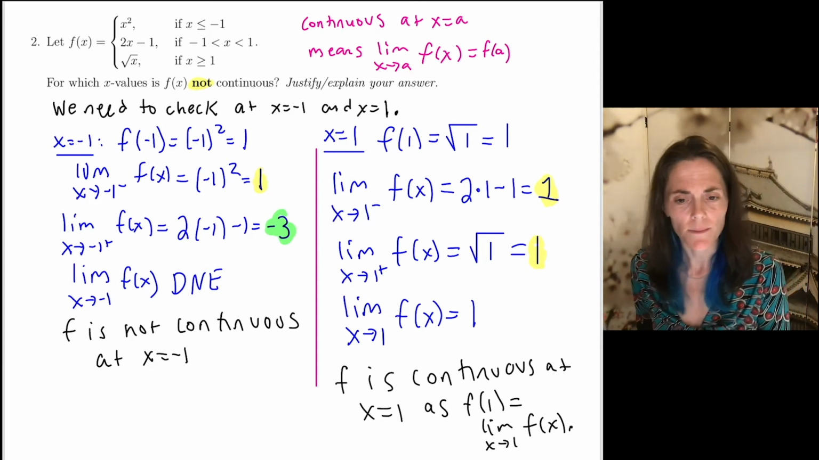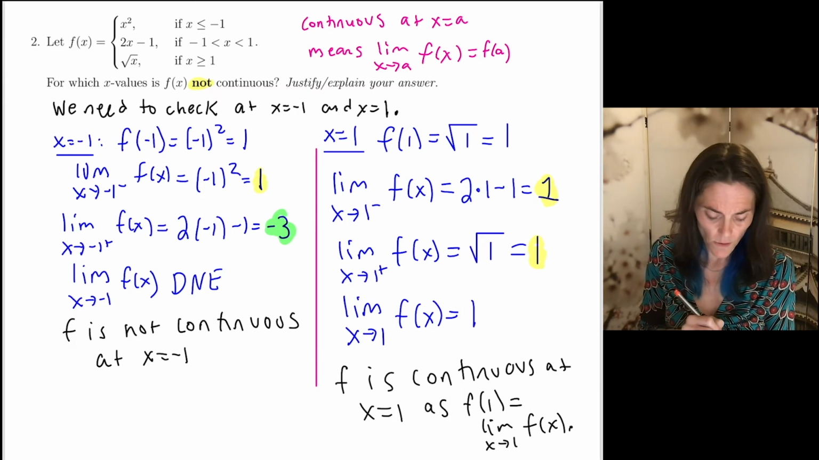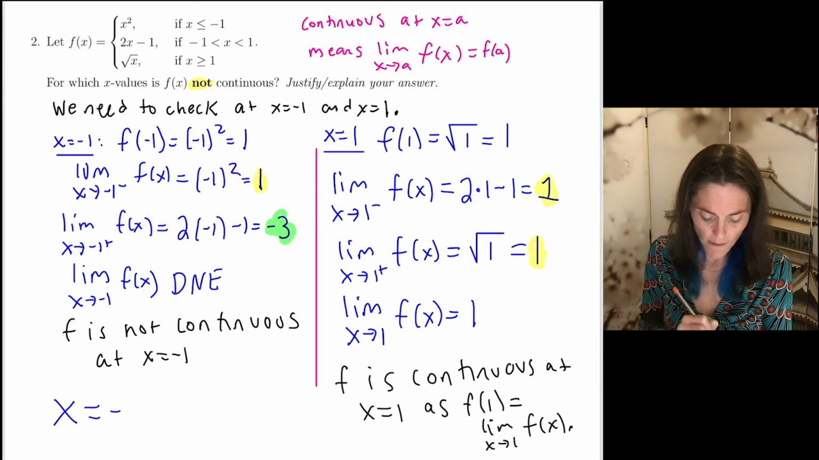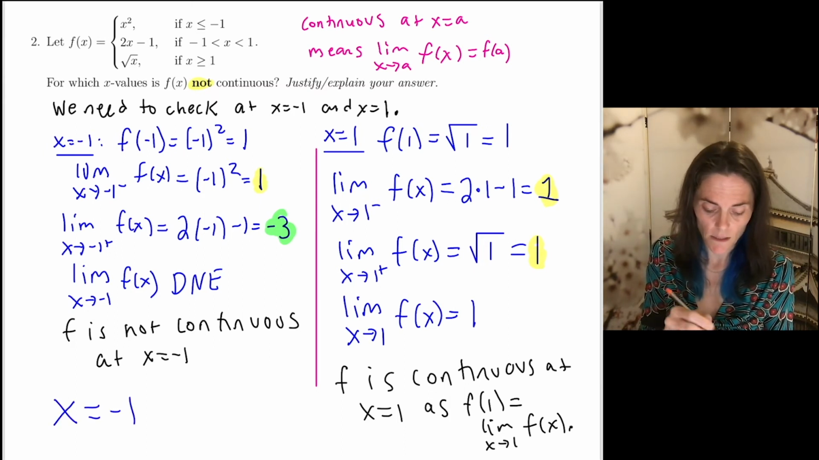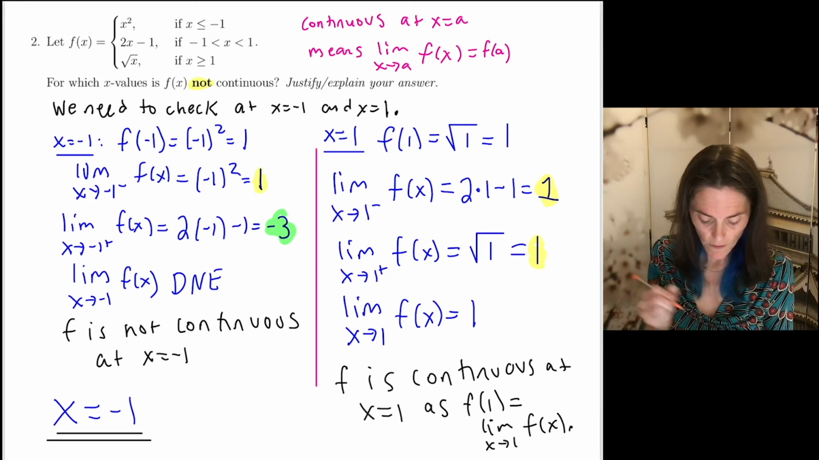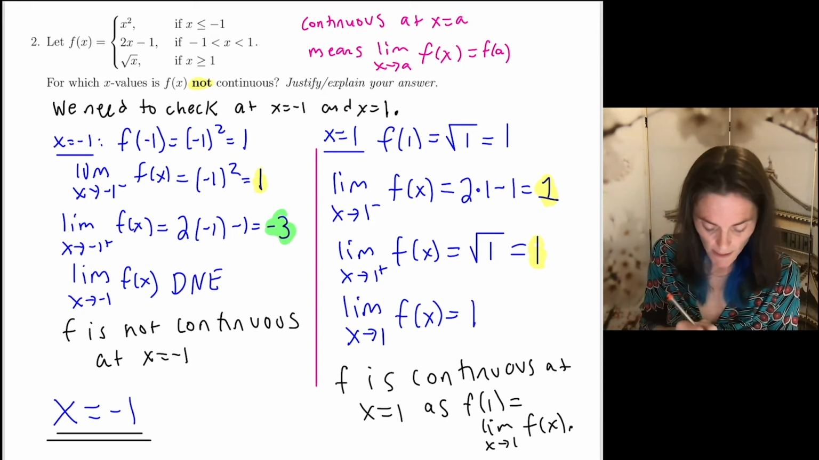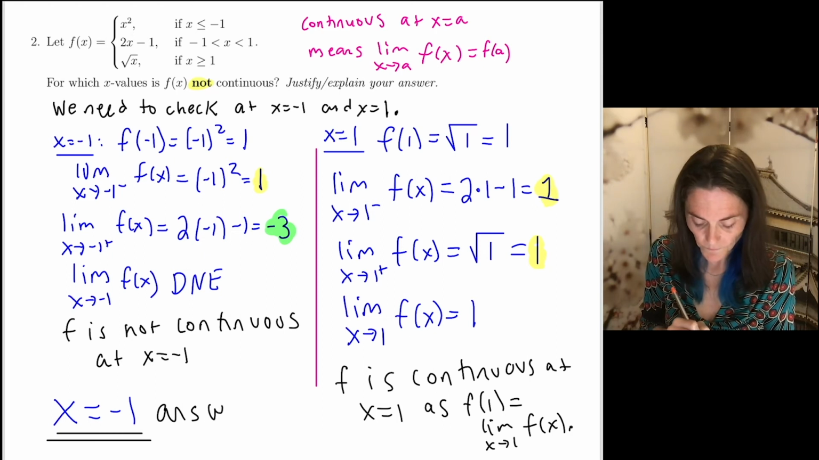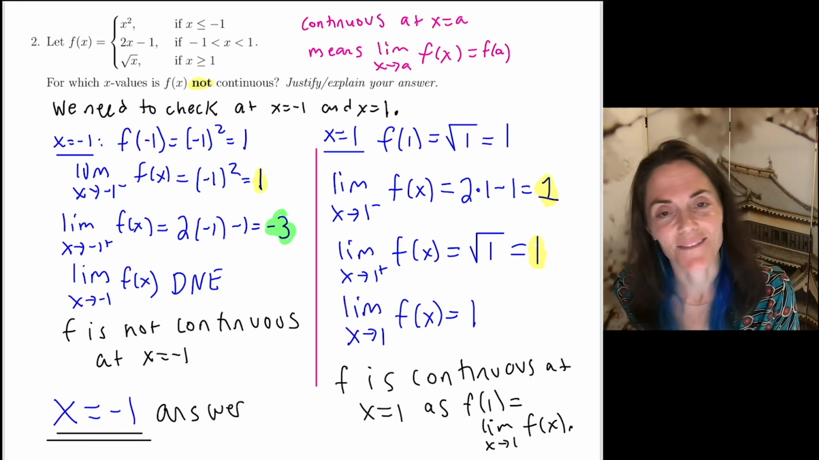So the answer, well, maybe I'll put it down here. The only value where the function is not continuous is here at x equals minus 1. This is our answer. And this is the end of number 2.